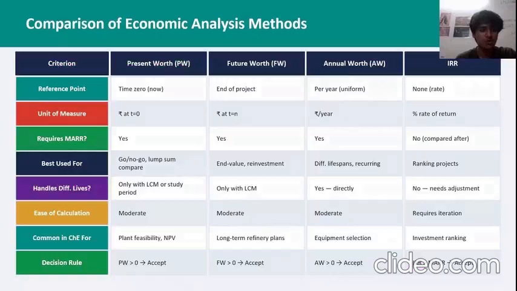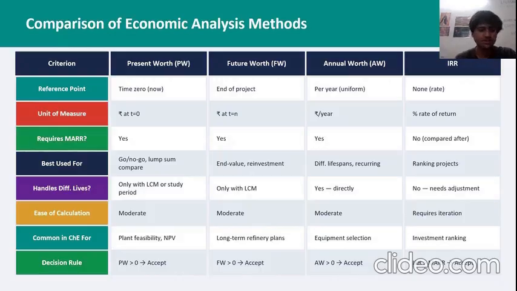Internal rate of return is different because it does not convert to a specific time. Instead, it gives a rate of return. Next, in terms of units, present worth and future worth are expressed in monetary terms like rupees, dollars, etc. Whereas annual worth is expressed as rupees per year, which makes it very intuitive for comparing yearly cost. Internal rate of return, on the other hand, is expressed as a percentage, which represents the profitability of the investment.